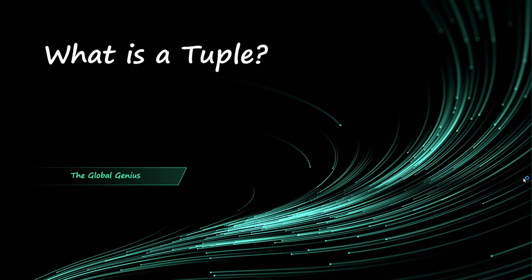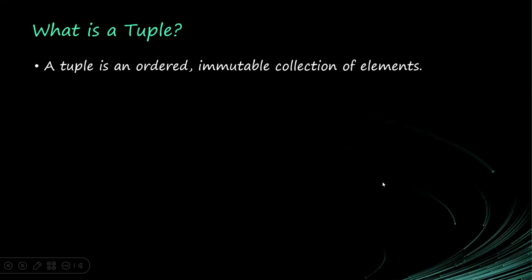A tuple is another built-in collection type we use to store data, just like the list. A tuple is an ordered, immutable collection of elements. A list is ordered and mutable. Sorry about that. So a tuple is an ordered, immutable collection of elements.